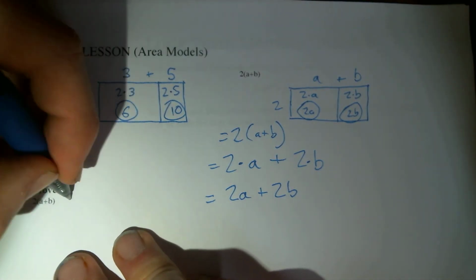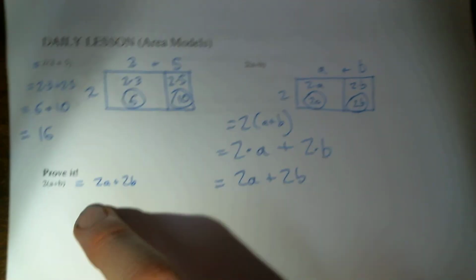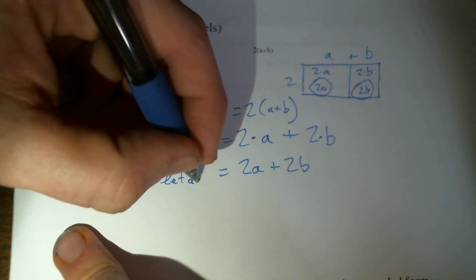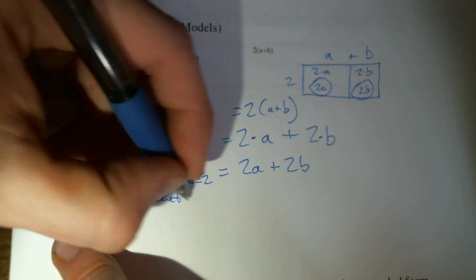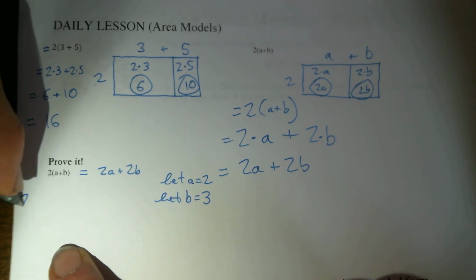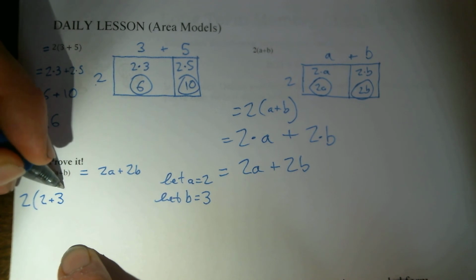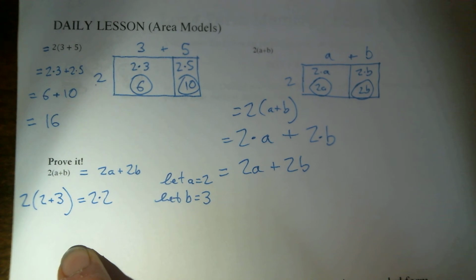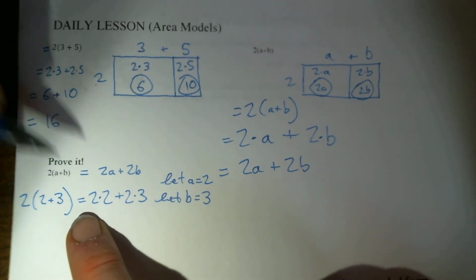Well, let's prove that. We're saying these two things are the same. We're saying they're equal. Well, let's prove that. Let's let a equal 2, and let's let b equal 3. Let's see if this actually works. So let's try it. A again is 2, and b we said was 3. Let's see if they're actually equal.